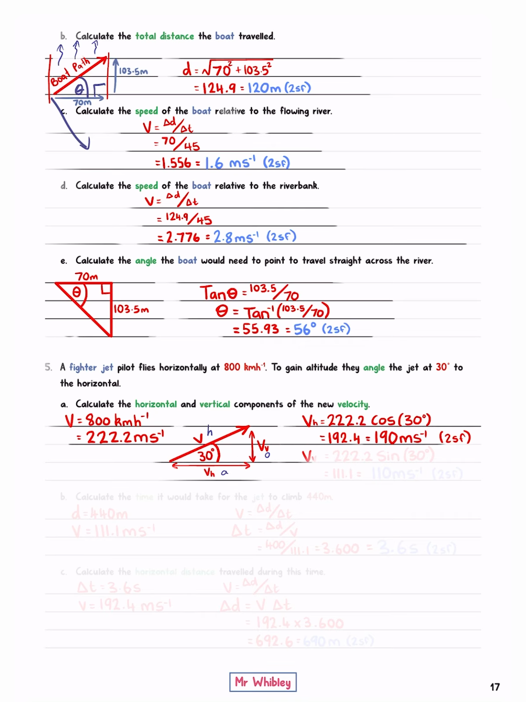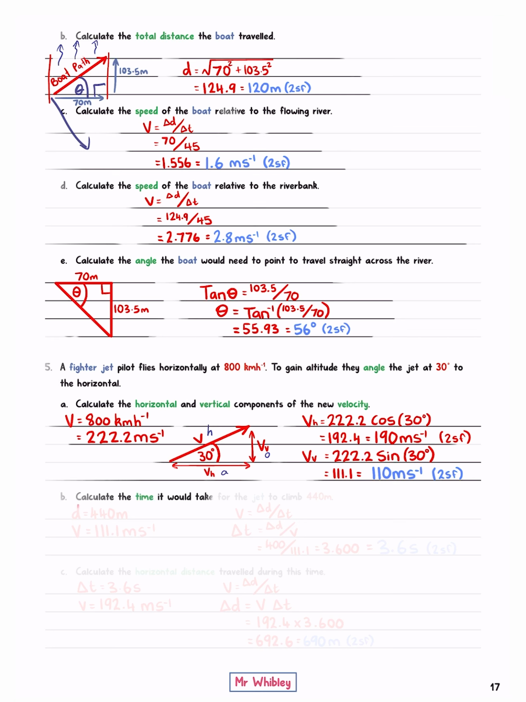Our vertical side is the opposite side of our triangle, so we need to use the SOH relationship, which is to say we need to use the sine of the angle. This gives us 111.1, or 110 meters per second to two significant figures.